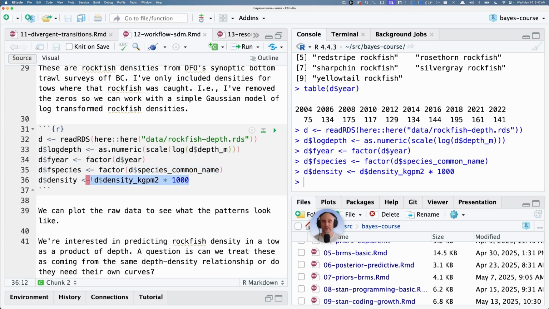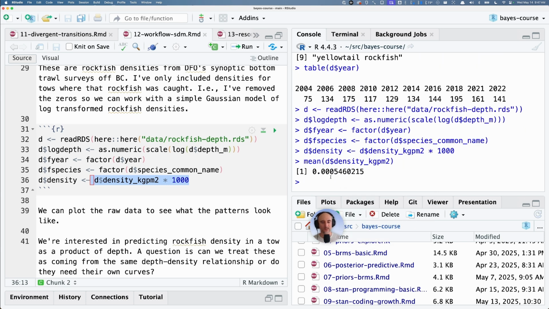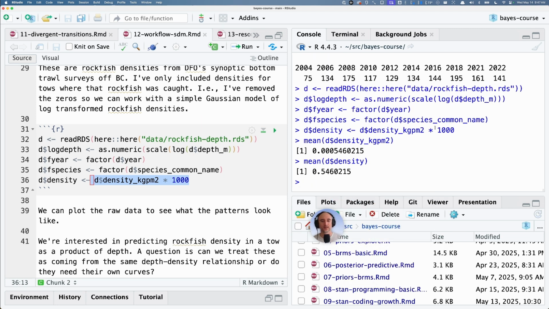And I'm going to scale my density just to make these values not really, really tiny. If we look at the mean, because of the units, they're really small values, and that could create coefficients that are really small in magnitude and create estimation errors. I'm going to multiply that by 1,000 just so that I'm working with something that's not so tiny. So now I've got a mean of 0.54.